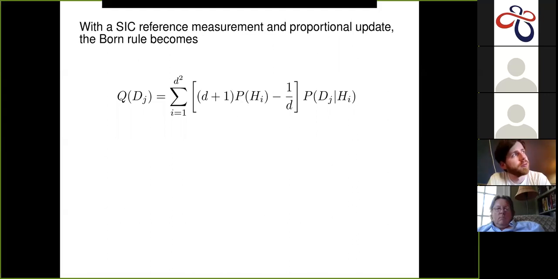If any of you have been to a talk by Chris Fuchs in the last decade or so, you've seen this equation. If the reference measurement we're talking about is a SIC, and if we update to the proportional SIC outcomes for the sigma set, then the Born rule, this previous expression, becomes this. It simplifies dramatically, and it's really nice for aesthetic reasons because it's very similar to the law of total probability. The only difference is that we have this d plus 1 and the minus 1 over d, but it's almost reminiscent of the law of total probability.